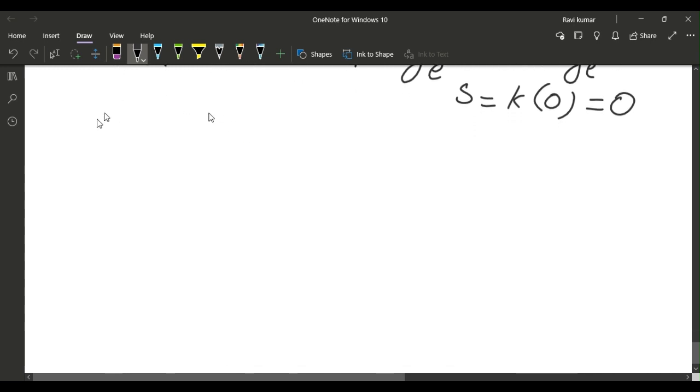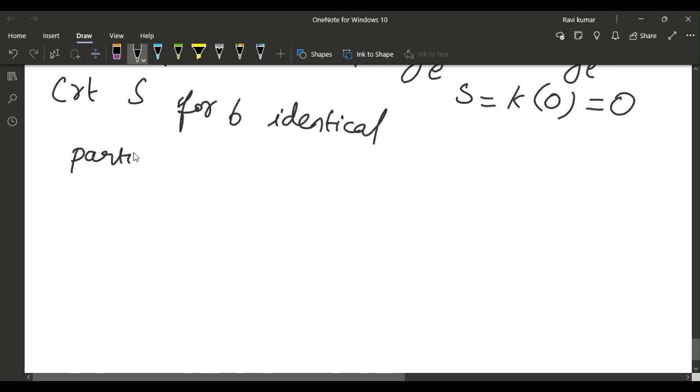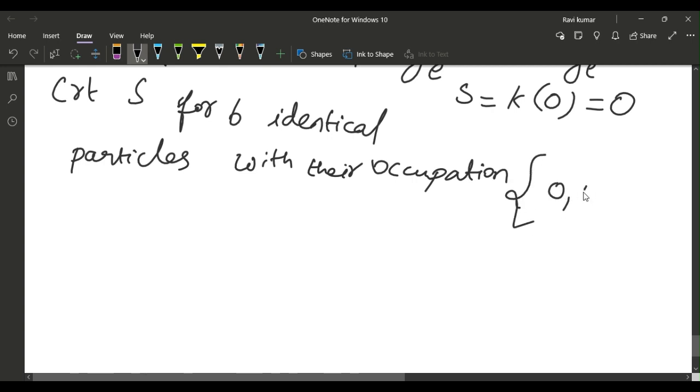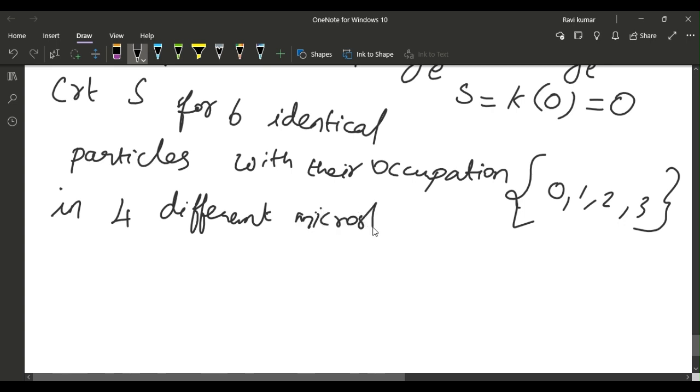Now we will see an example problem for the third law of thermodynamics. So let's say the question is like this: find the correct entropy for six identical particles with their occupation numbers zero, 1, 2, and 3 in four different microstates.